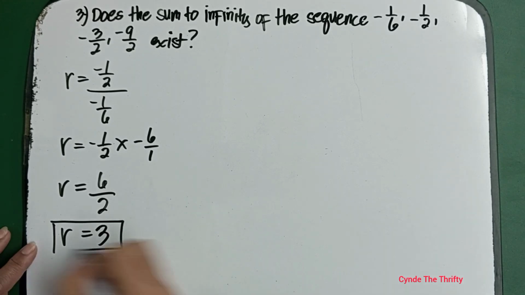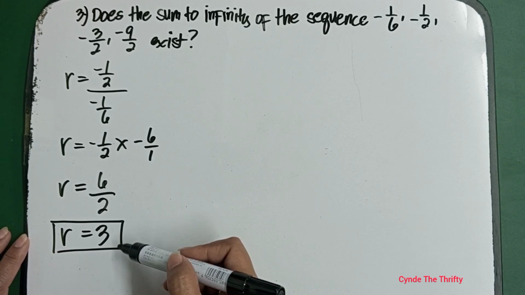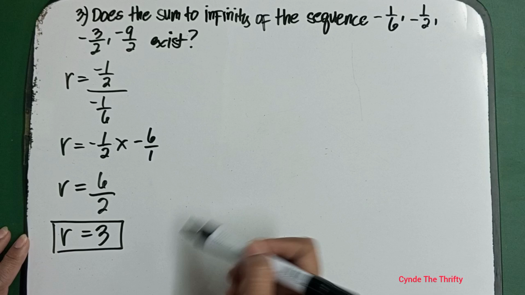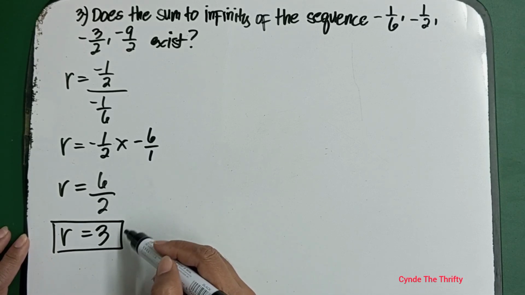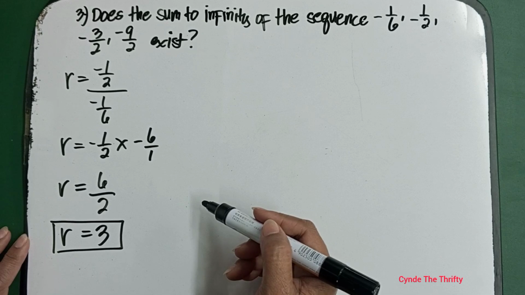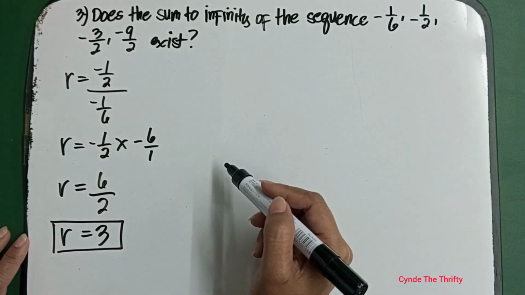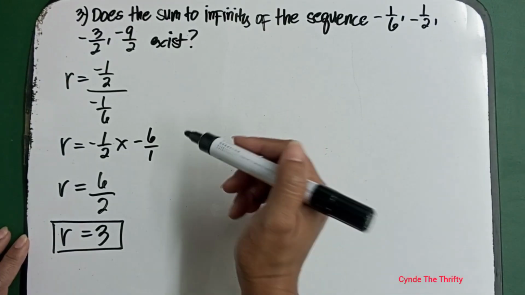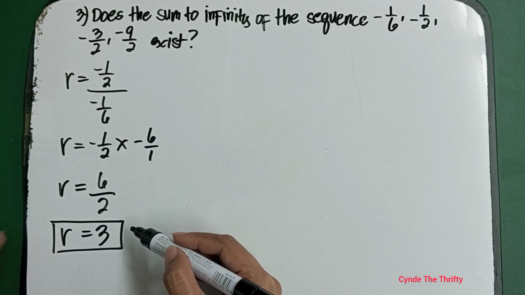Okay, so ito na yung common ratio natin. Now, tingnan nyo ang ating common ratio, positive 3. Between negative 1 and positive 1 ba siya? Hindi. Since the common ratio is greater than positive 1, therefore, the sum to infinity of the given sequence does not exist. Okay, so wala tayong sum to infinity dito kasi ang kanyang common ratio is greater than positive 1.